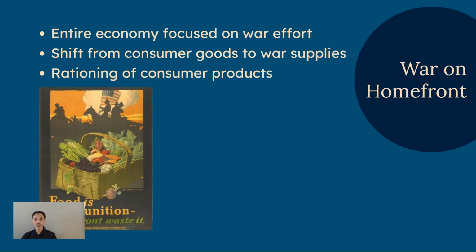We have rationing of consumer products where there are limits placed on what you can buy. And we'll see on the next slide, we also have women going to work in places that had traditionally not been open to women. All of these things are kind of a preview for World War II. They'll be replicated to an even greater extent because the US was much more involved in World War II for a greater amount of time.